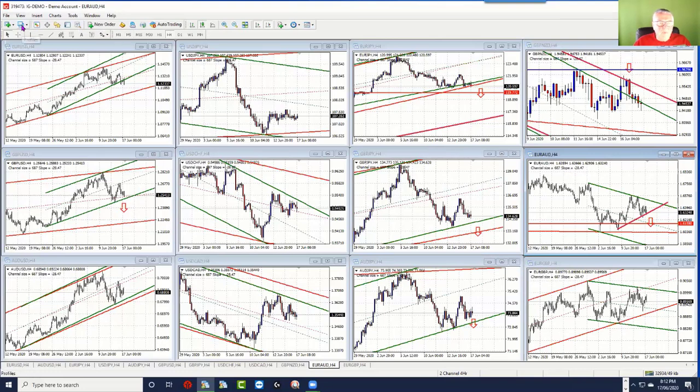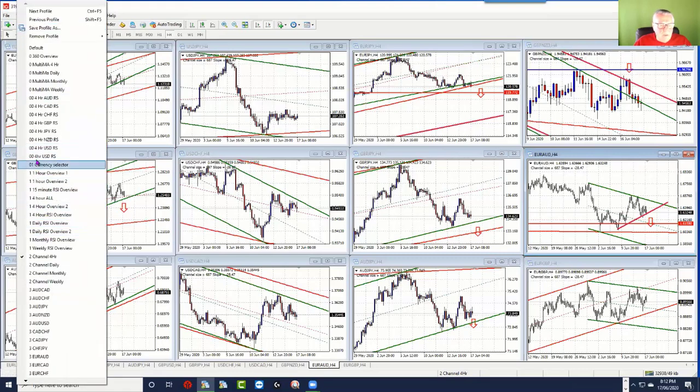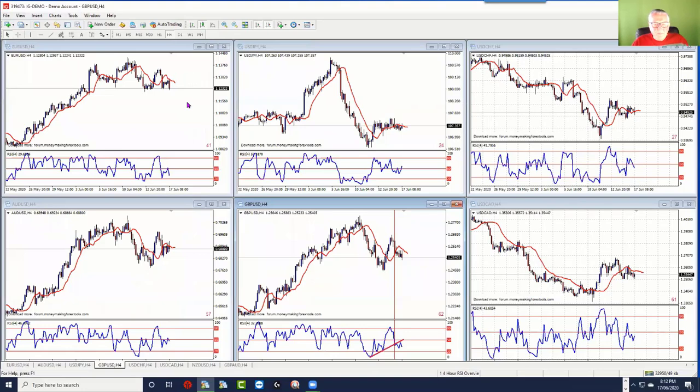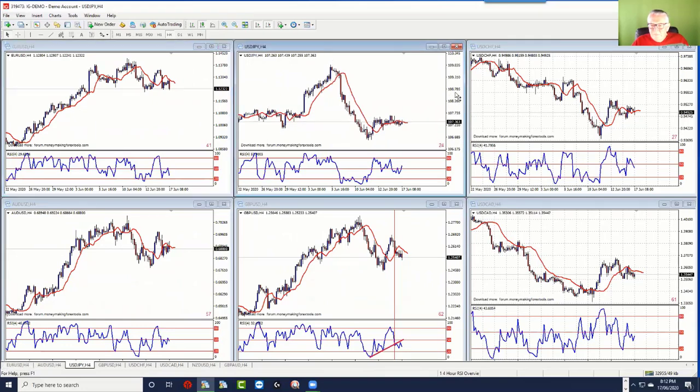And so we've done the multiple moving averages. We've done the channel trading. I'm just going to look at the RSI high level ones right now. We'll have a look at over here. And what have we got here? All right, so nothing to write home about.